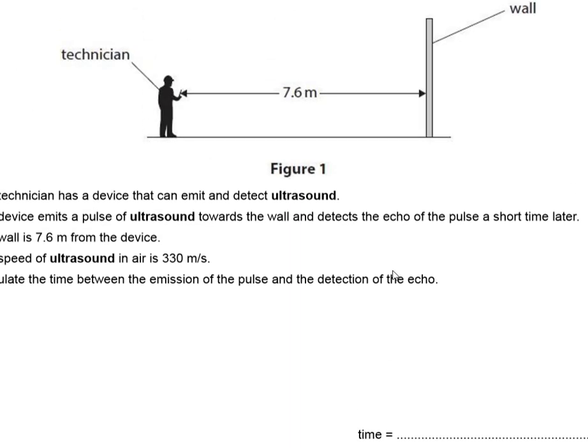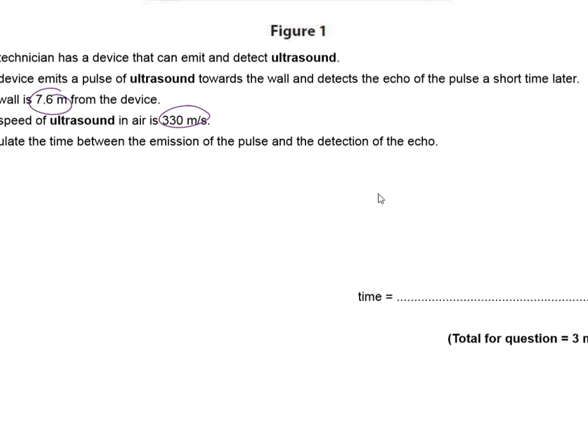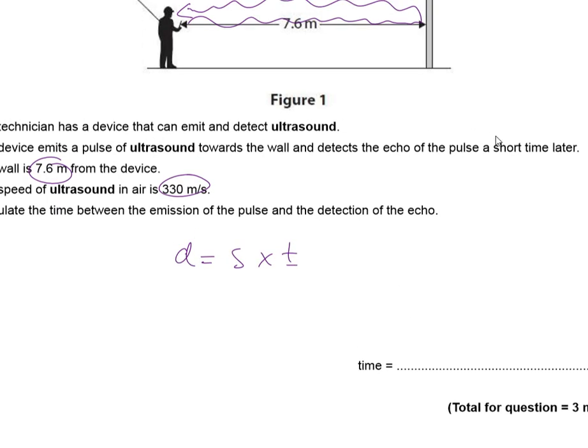Okay, so next one we have ultrasound. The device emits sound. Sound goes to the wall and comes back. The wall is this many meters from the device, and the speed is this one. Work out the time of the pulse and so on. Okay, let's do this one. We have distance, speed, time. We know the distance, the speed is this. Calculate the time between the emission.